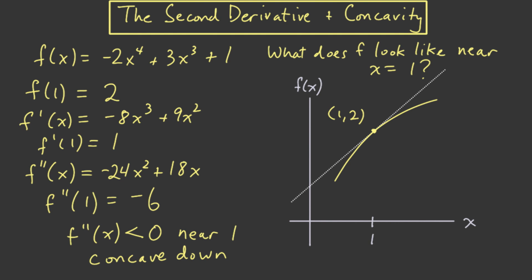So hopefully that gives you an idea of how the second derivative helps us think about the graph of a function. Intervals where f double prime is positive are concave up. Intervals where f double prime is negative are concave down. What happens if the second derivative is always 0? We'll let you figure that one out on your own. Have fun.